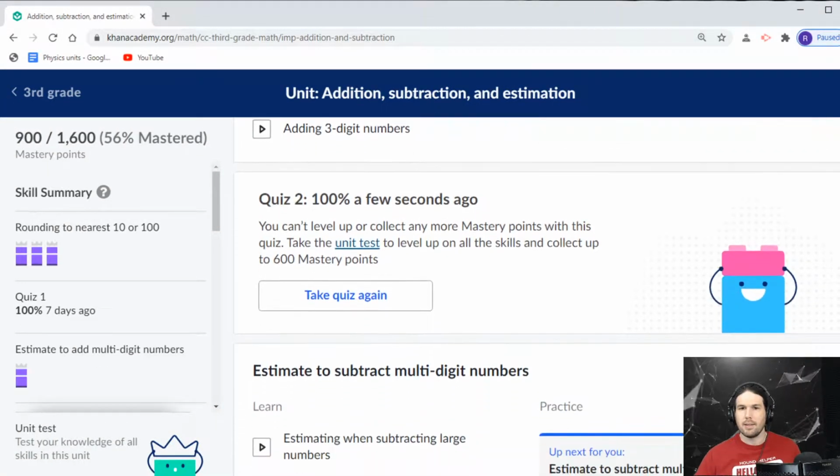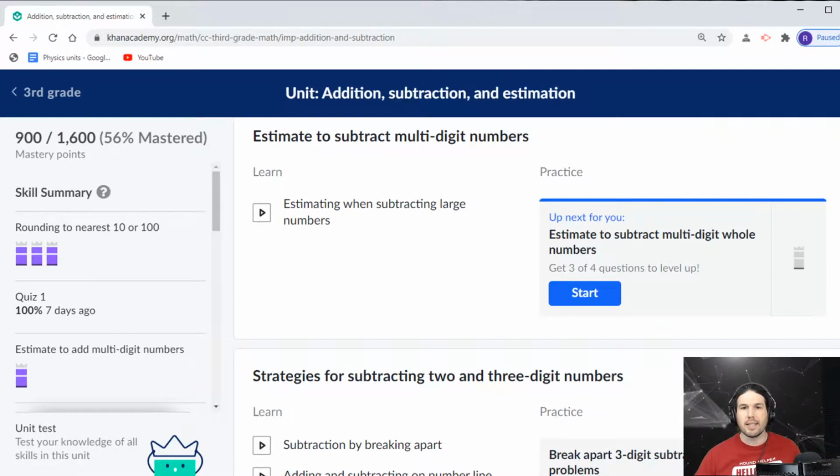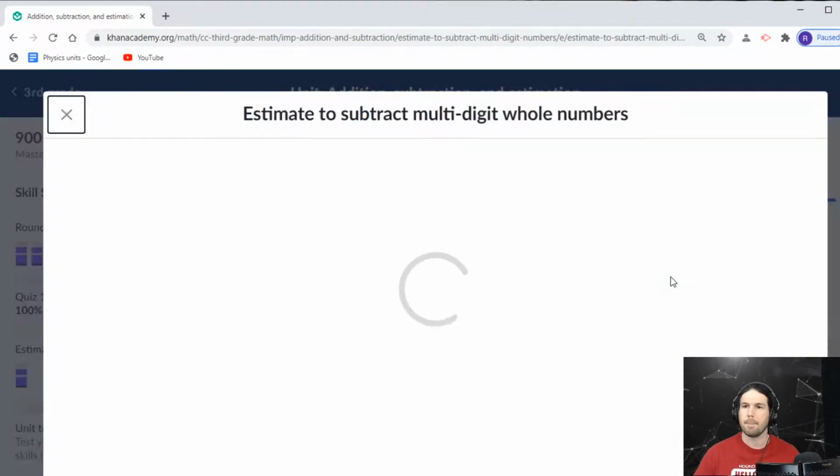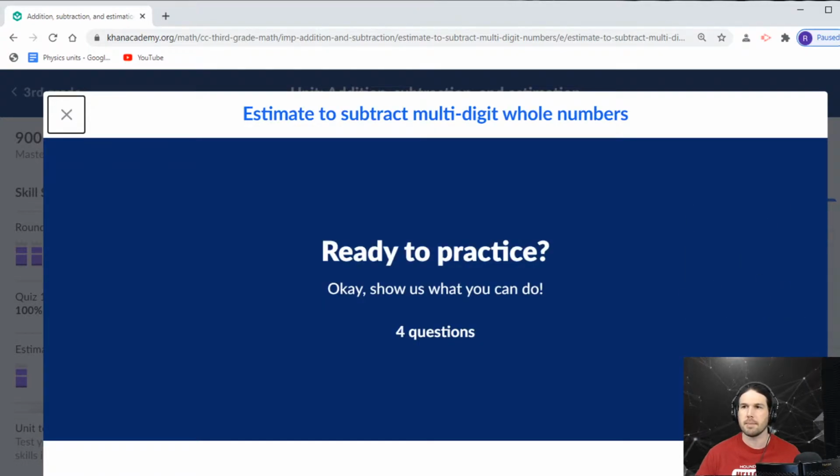All right. So now we are estimating to subtract multi-digit numbers. So it's going to be the same thing as adding. And I'd like to think that by this point, we've learned that when a teacher gives you a topic for addition and a topic for subtraction, like homework for addition and homework for subtraction, they've given you the same homework twice. And hopefully that makes it a little bit easier, a little bit less awful, I suppose. Anyway, estimating to subtract multi-digit whole numbers.